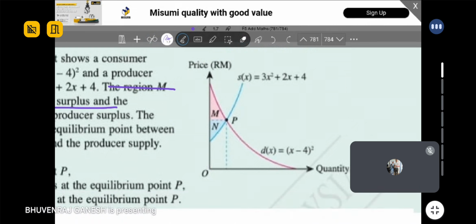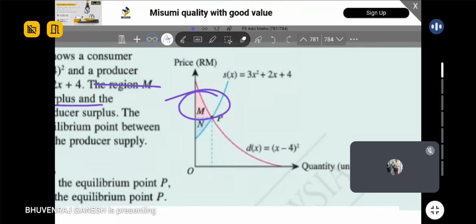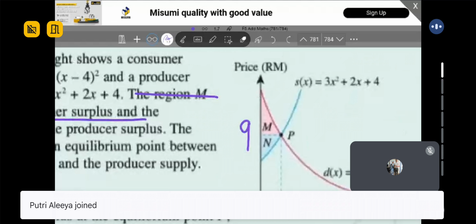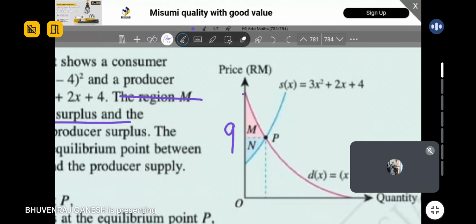Okay, so yeah. Okay, guys. So for region M, how to find? How do I get this area? Can anyone tell? What is the limit that you use? So this value is 9. Okay, so basically, you just need to integrate the area under the curve. Am I right? Kamu kamirkan luas di bawah lengkung ni.